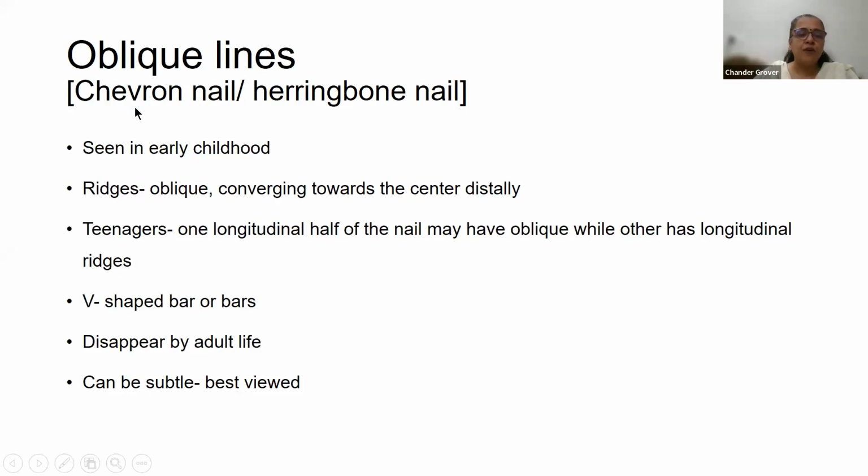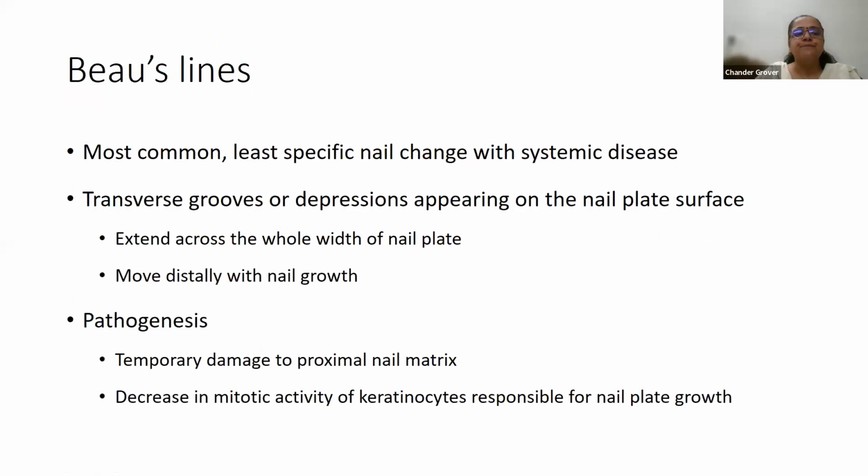Why is it called chevron? Because of the logo of the Chevron company, the Chevrolet, the logo, if you can see. So you have the V-shaped bars, which give that appearance to the nail. These can be very subtle, so you may need oblique lighting to be able to appreciate them. From longitudinal to oblique, now we move to horizontal lines.